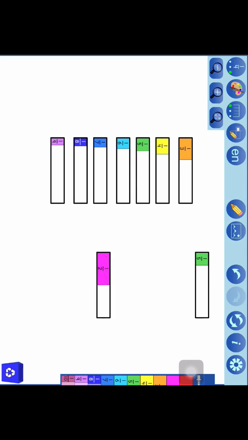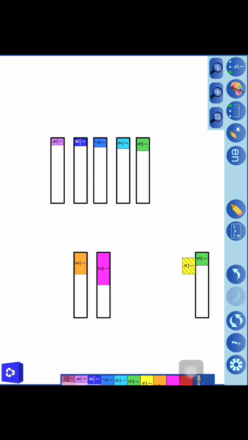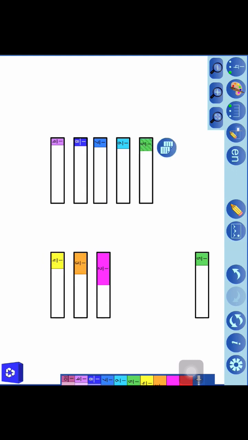Okay, next, let's try 1 over 3. You can see that the orange area is greater than the green area. So 1 over 3 is greater than 1 over 5. And then compare 1 over 4 and 1 over 5. The yellow area is greater than the green area. So 1 over 4 is greater than 1 over 5. Okay, next, let's compare 1 over 6 and 1 over 5.